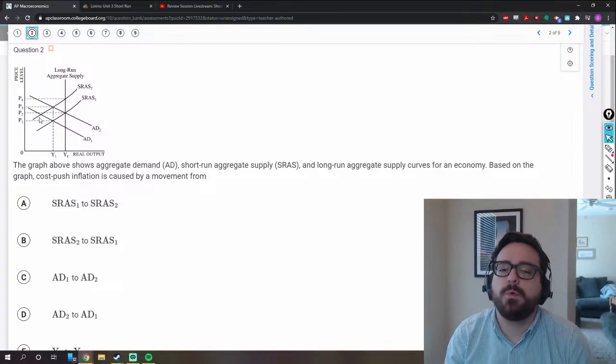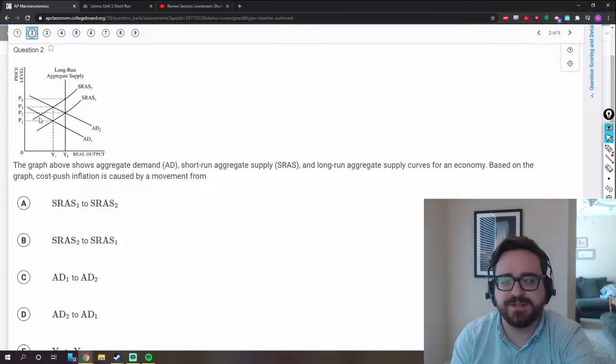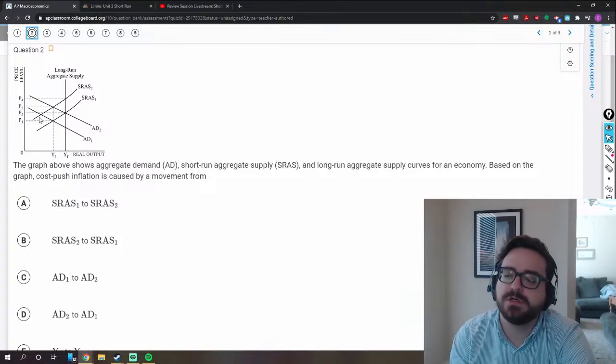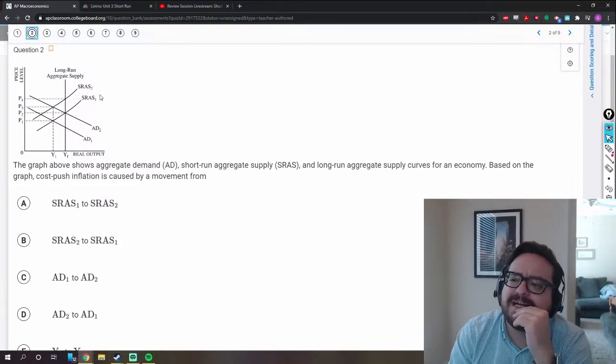Cost push, rising costs are pushing up prices by making it harder for businesses to make things. Which line am I moving? Aggregate supply or aggregate demand? Well, demand is our spending. Aggregate supply is our ability to produce things. Oh, so if it's harder for them to produce things, they can't produce as much. So this is a supply problem, and if they can't produce as much, then my supply should be decreasing. So I'm looking at A or B, SRAS1 going to SRAS2, or SRAS2 going to SRAS1.